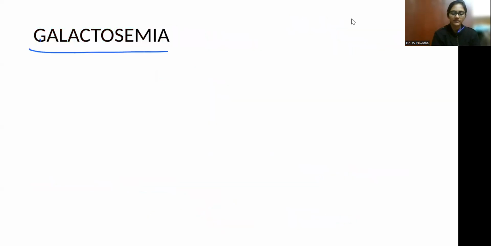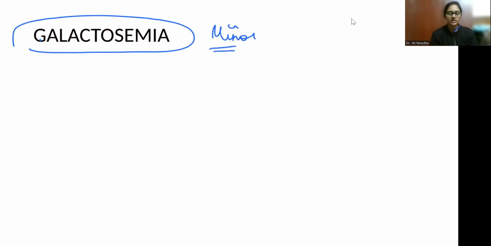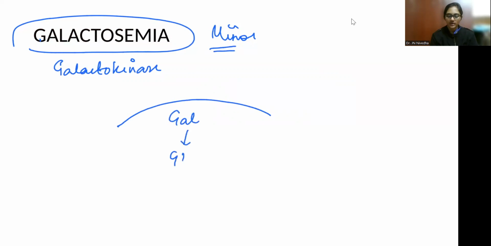What is galactosemia? Minor galactosemia. What is minor galactosemia? It is a deficiency of the galactokinase enzyme. What is the function of galactokinase? It is to trap galactose as galactose 1-phosphate inside the cell. If you do not trap galactose as galactose 1-phosphate inside the cell, galactose gets accumulated and can easily go back into the circulation. In the circulation, galactose gets accumulated, and this is nothing but galactosemia.